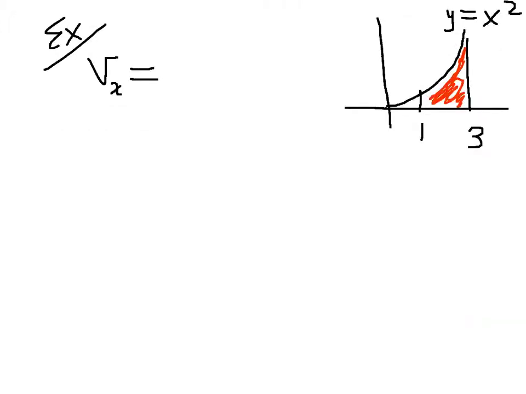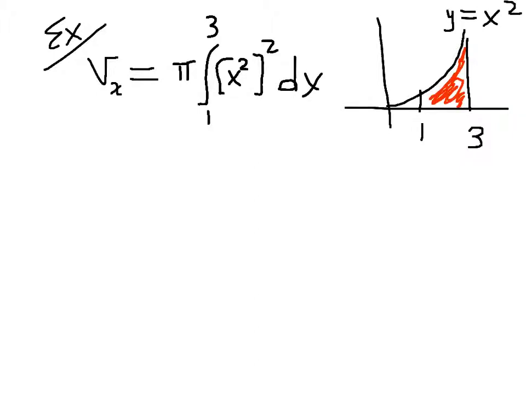Okie dokie. So let's assume that we're looking at the function y equals x squared, and we're looking at the region under it from x equals 1 to x equals 3. And I'm going to take that region and go around the x-axis. And so the volume is going to be pi times the integral from 1 to 3 of the height, which is x squared, squared dx. So just to annotate this, this is my radius and this is my height.